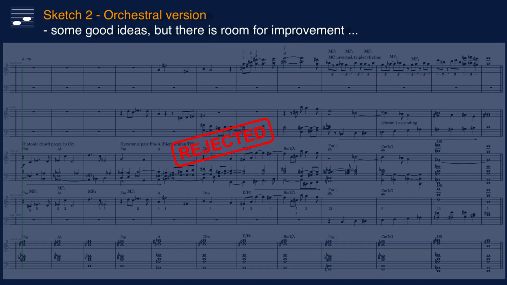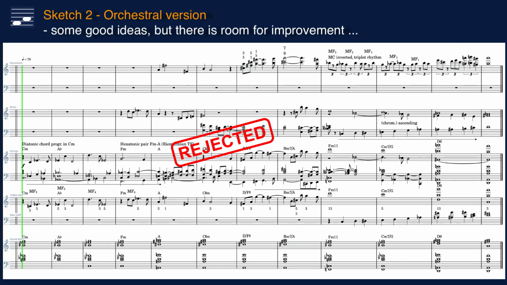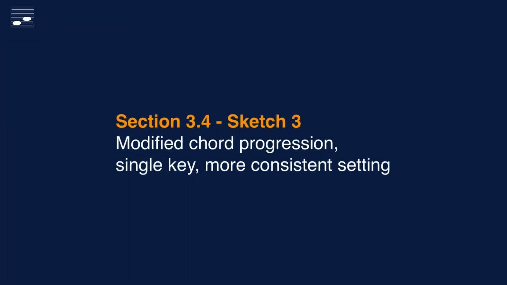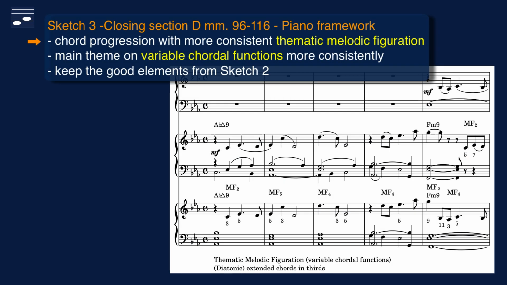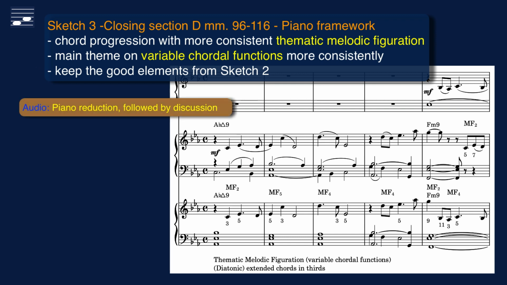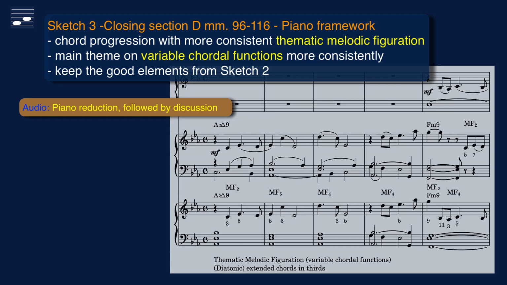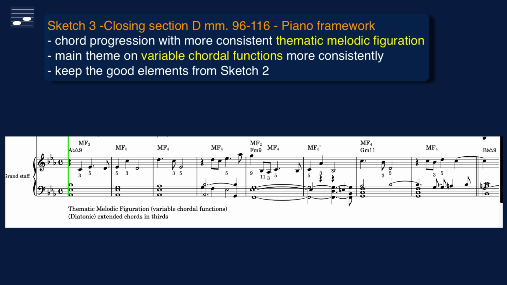Let's summarize this sketch as some good ideas, but there definitely is room for improvement. And that is what I achieved in this third sketch, with a modified chord progression, a single key center, and more consistent use of the Schillinger melodic figuration technique. Of course, the useful elements from the previous sketch remained as much as possible. Again, here is the harmony melody framework in a 2-piano rendering, and we'll discuss the details in the next subsection.